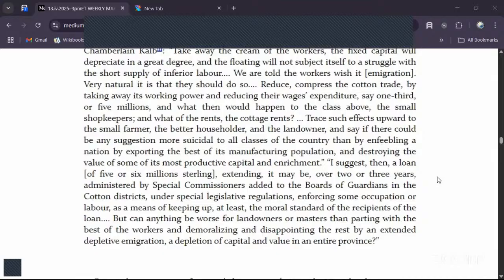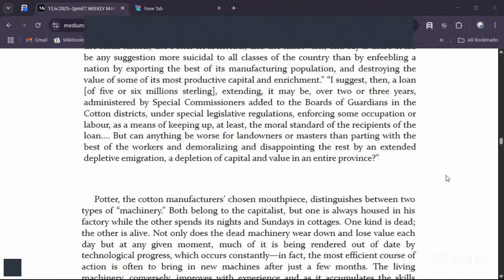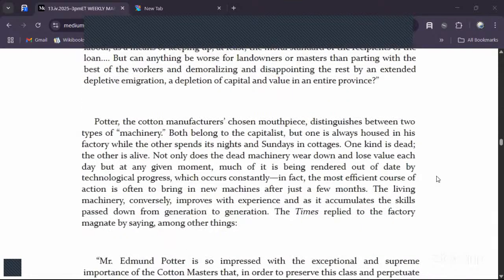But can anything be worse for landowners or masters than parting with the best of the workers and demoralizing and disappointing the rest by an extended depletive emigration, a depletion of capital and value in an entire province? Potter, the cotton manufacturer's chosen mouthpiece, distinguishes between two types of machinery. Both belong to the capitalist, but one is always housed in his factory, while the other spends its nights and Sundays in cottages. One kind is dead, the other is alive.